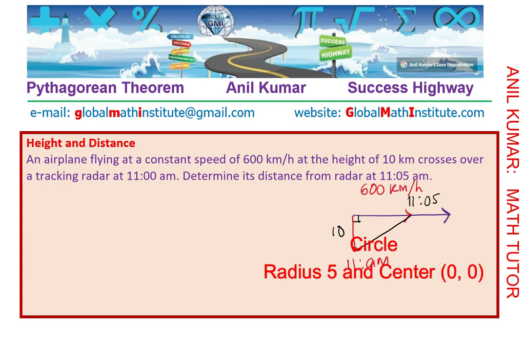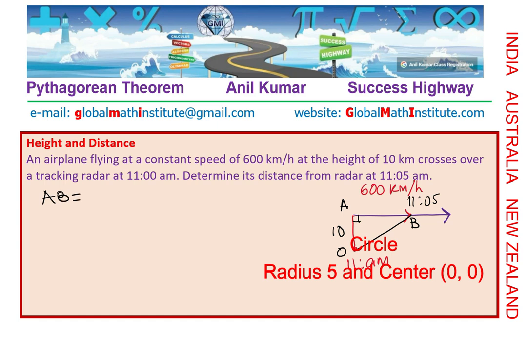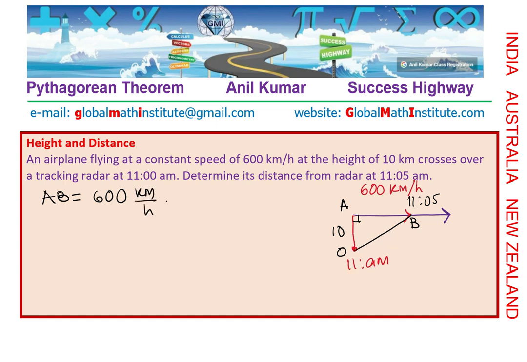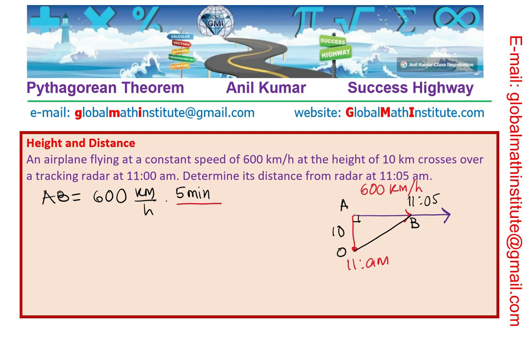So let's say this point is O and this is A and B, and we need to find what is A to B. So A to B is known to us as equal to speed is 600 kilometers per hour, right? And time is 5 minutes. So now, because the time is given in 5 minutes, we should actually convert it to hours. How do we do that? We can multiply with 1 hour has 60 minutes, right? So that could help us to simplify it.